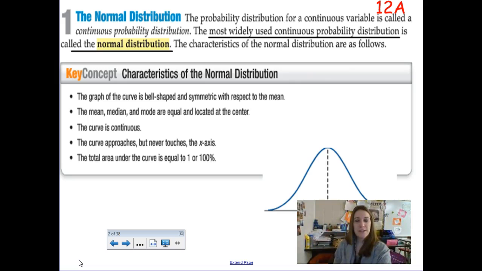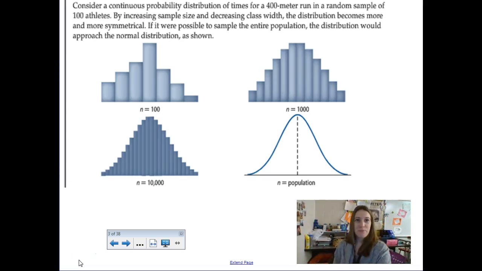The curve is continuous, it never ends. It never touches the x-axis, and the total area under the curve is 100% because it represents probability, so it has to add up to 100%.